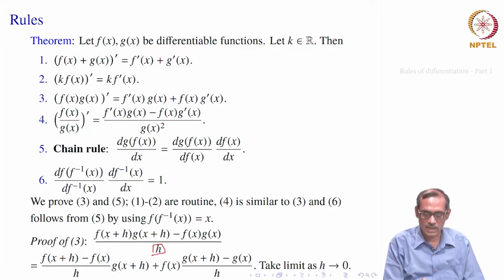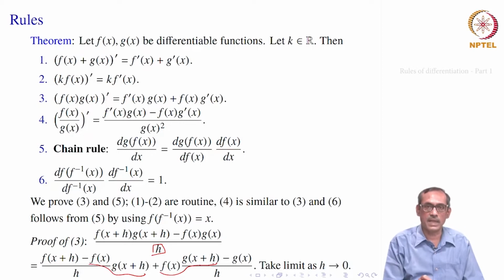Now, look at the numerator, f of x plus h into g of x plus h minus f x into g x. We will add and subtract something. Say, we will subtract f x times g of x plus h and add f x times g of x plus h. Denominator is h, you divide it. So, you get f of x plus h minus f x by h into g of x plus h, plus f x times, because this is f x g x, f x times g of x plus h minus g x by h.